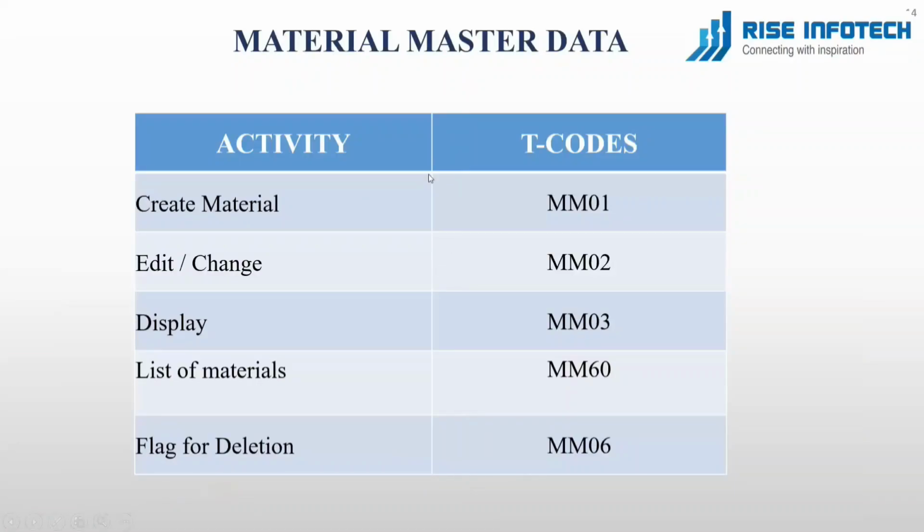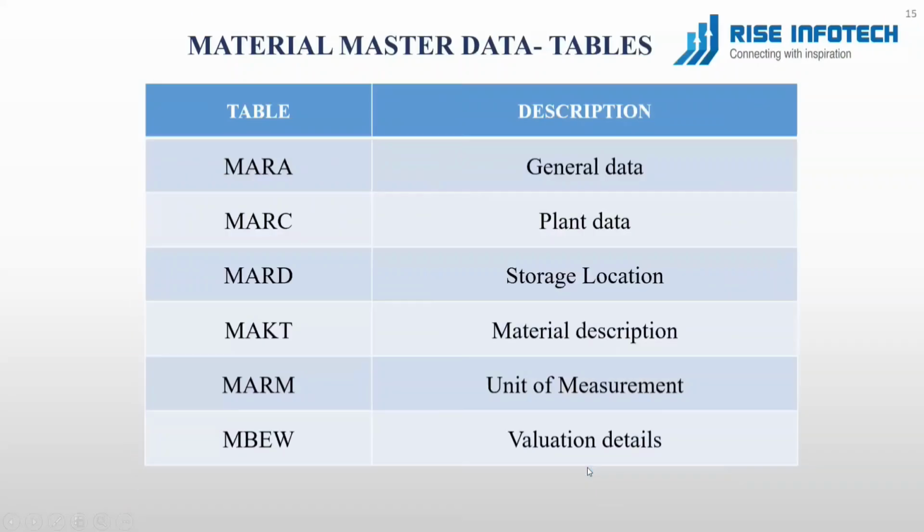Then material master data. To create the materials we have T codes: create material MM01, edit or change MM02, display MM03, list of materials MM06, and flag for deletion, which means block or delete the materials, using T code MM06.